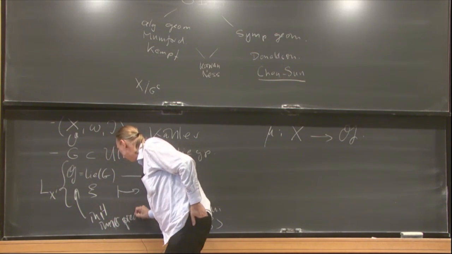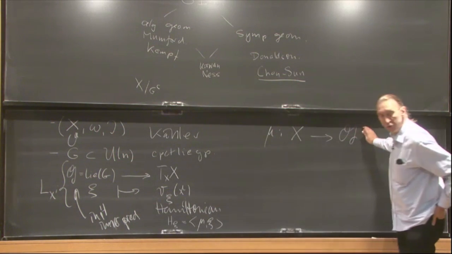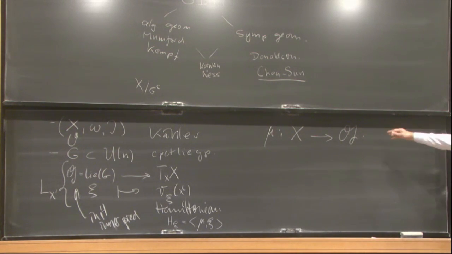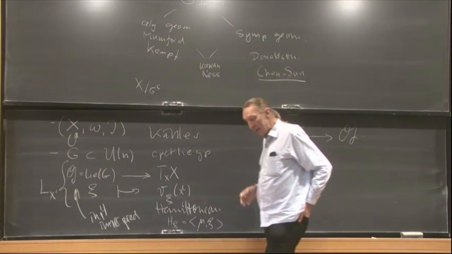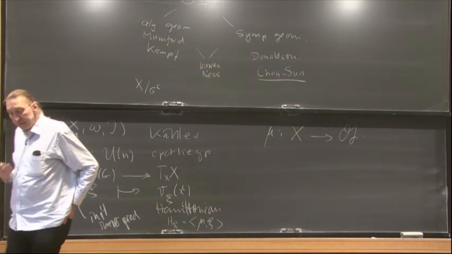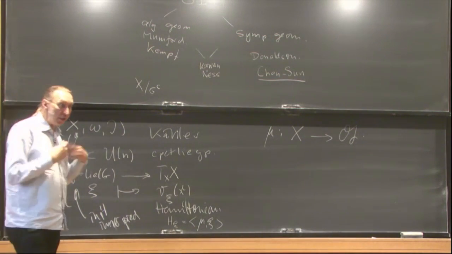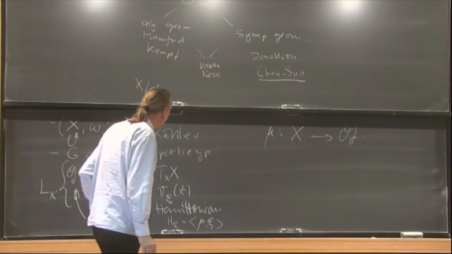Otherwise, it's more natural to let the moment map go to the dual of the Lie algebra, but that in our case doesn't make a difference, because in any case, the key ingredient in the whole story is the moment map squared and its gradient flow, its negative gradient flow.